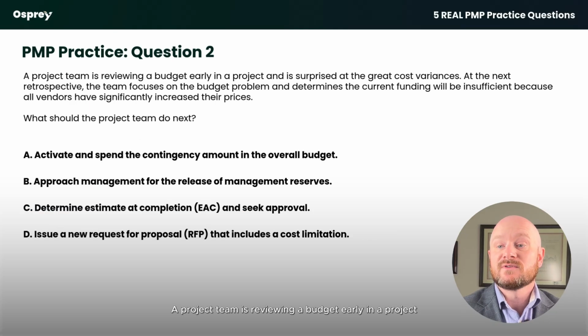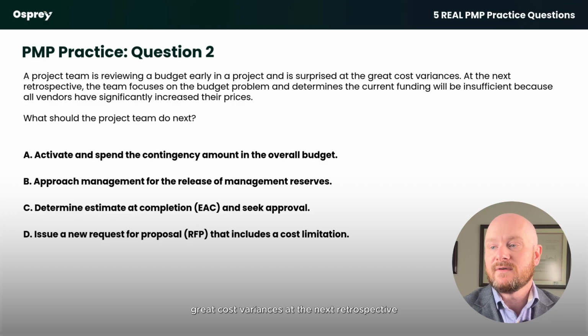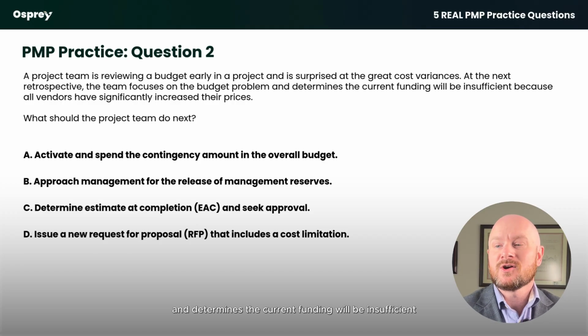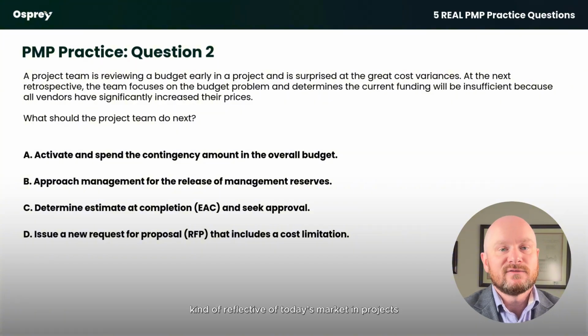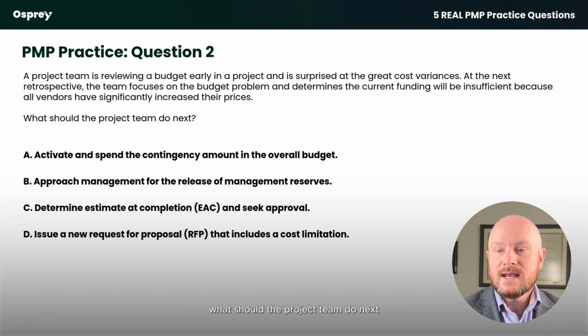A project team is reviewing a budget early in a project and is surprised at the great cost variances. At the next retrospective, the team focuses on the budget problem and determines the current funding will be insufficient because all vendors have significantly increased their prices. Kind of reflective of today's market and projects. What should the project team do next?